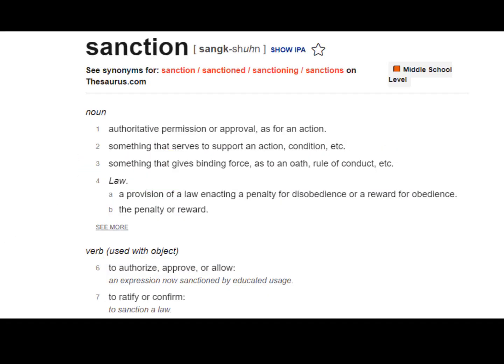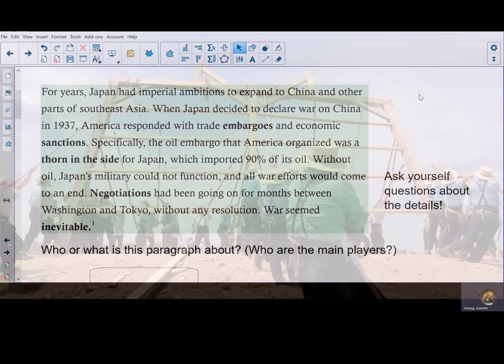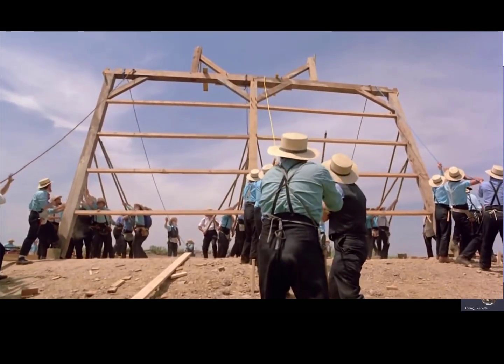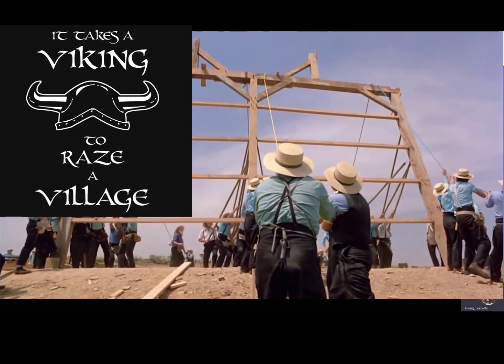In fact, sanction is one of the few words that is an opposite of itself. You can sanction something, meaning you are allowing it, but you can also sanction something, which means that you are punishing it. Raise. I raised a barn. What did I do? Did I destroy it or did I construct it?